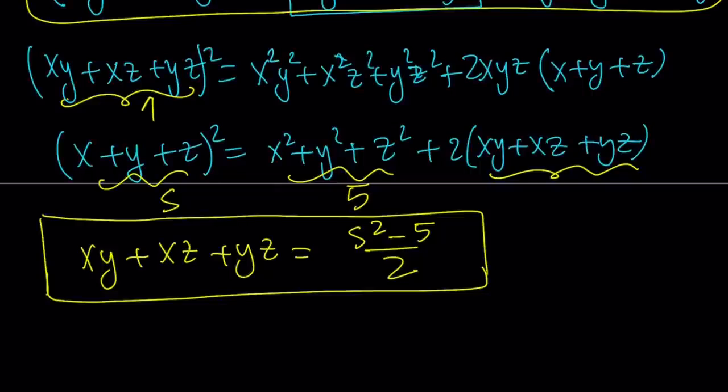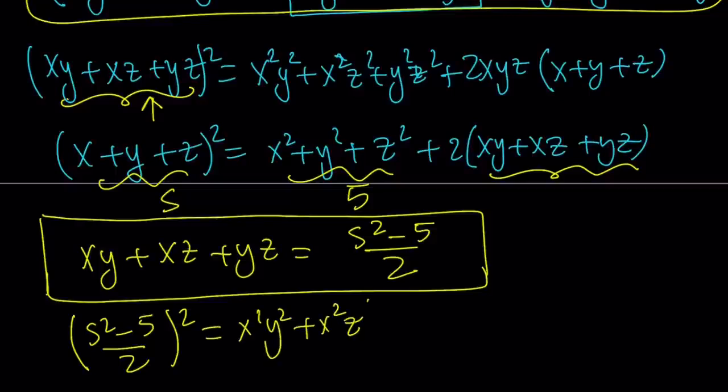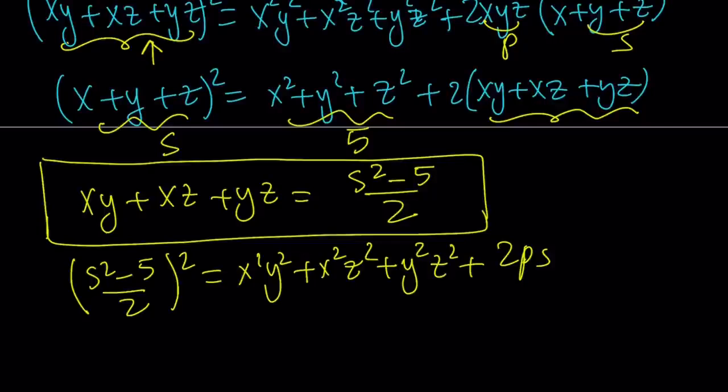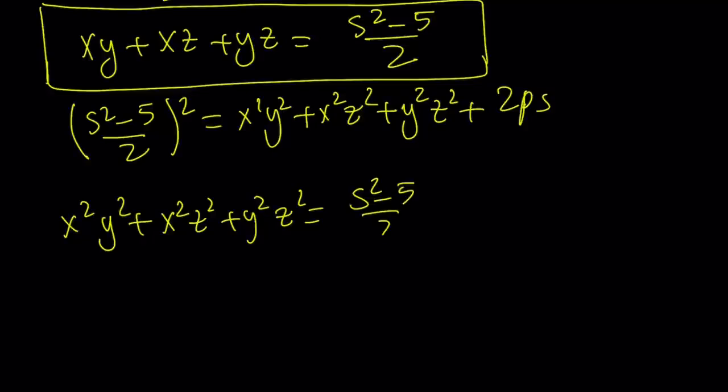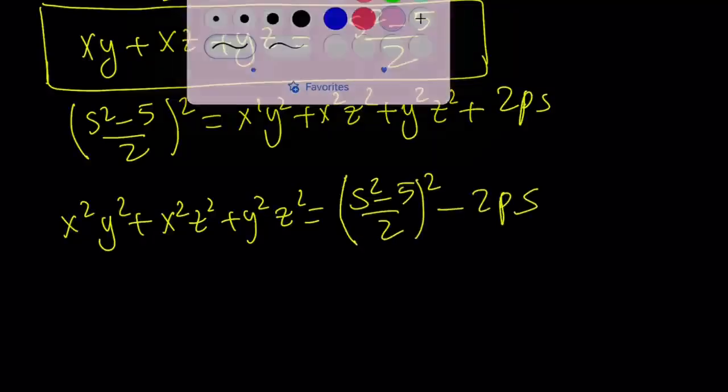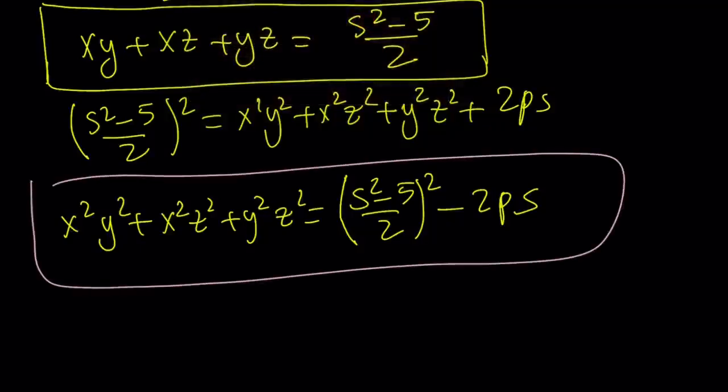So on the left-hand side here, I get s squared minus 5 over 2 quantity squared equals x squared y squared plus x squared z squared plus y squared z squared plus, this is p and this is s, so that would be plus 2ps. Awesome. So from here, I can basically isolate x squared y squared plus x squared z squared plus y squared z squared. Let's go ahead and do that first. It can be written as s squared minus 5 over 2 quantity squared minus 2ps. So this is also a good thing, something that I will be using in my equations.